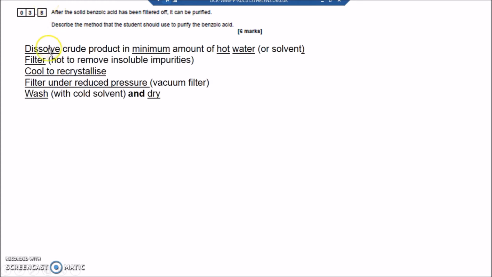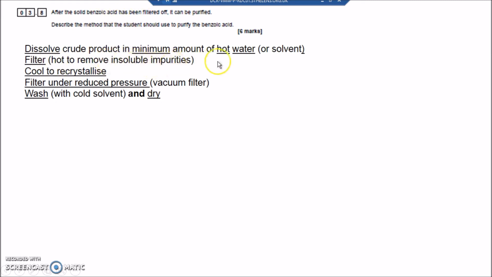Let's have a look then. So you dissolve the crude product, that's the benzoic acid, in the minimum amount of hot solvent. You don't need to mention water, you can just put hot solvent if you want. That's the liquid that it's going to dissolve in. You filter it hot, and that will remove any insoluble impurities. Important that it's hot so that the benzoic acid doesn't start to recrystallize and end up in the filter paper.